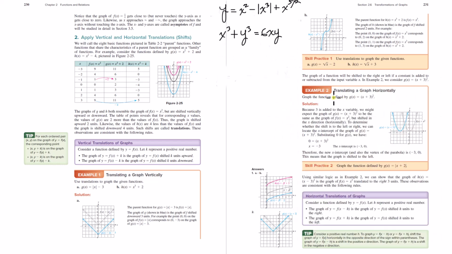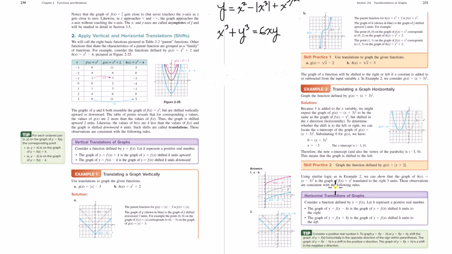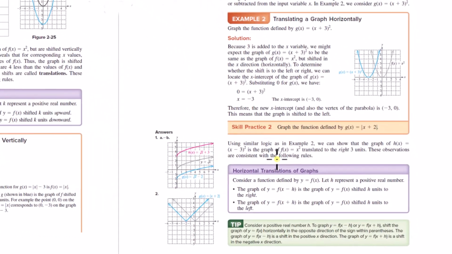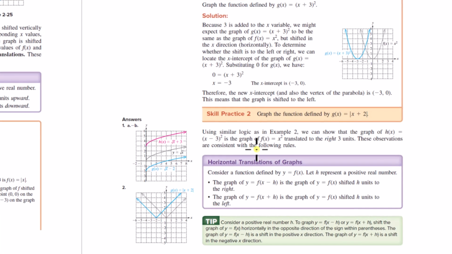Okay, translating a graph horizontally, I just previewed how this works, but you just add or subtract the amount you want to shift to every single x term in the function or relation. If you want to shift it in the positive x direction, you subtract the amount you want to shift it from every single x term.